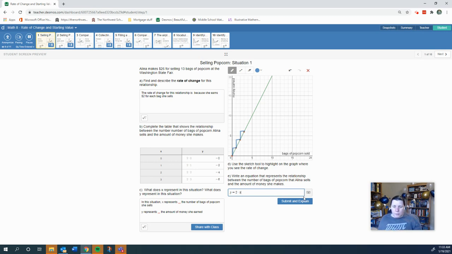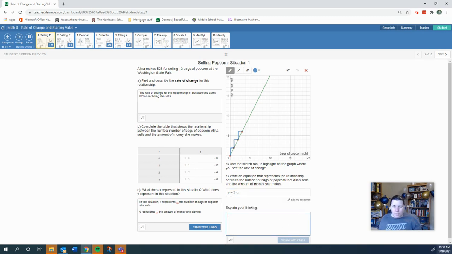Okay. Submit and explain. You multiply the input value, the X value, by 2 to get the output value. Output value, which is the Y value. Cool. All right.